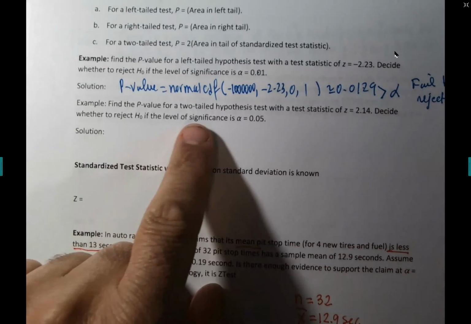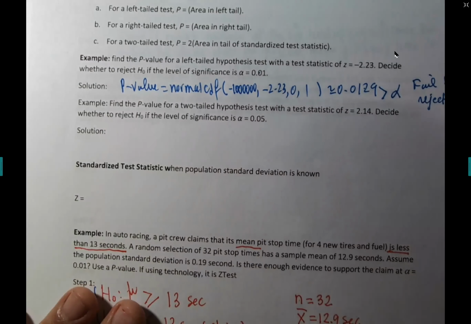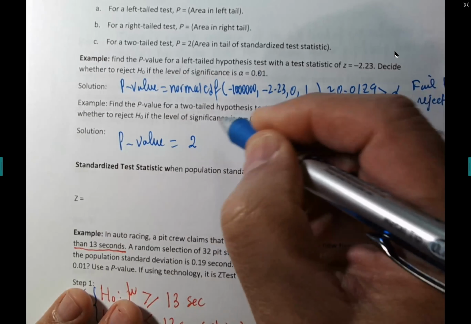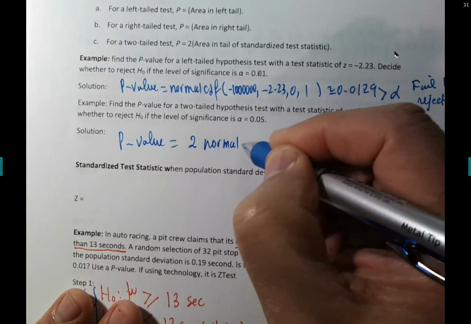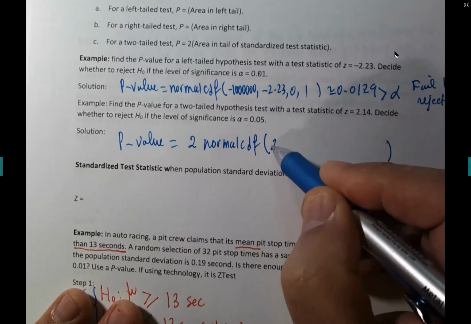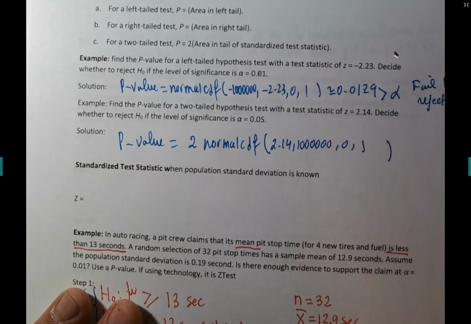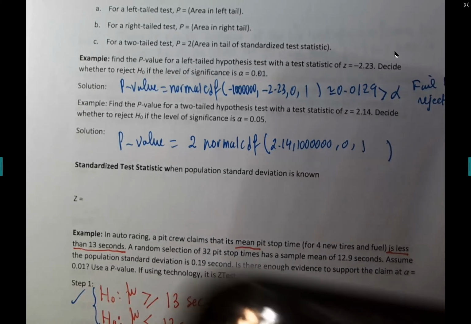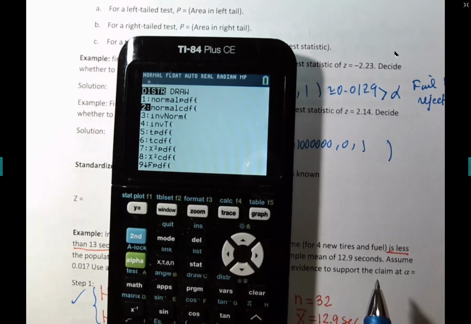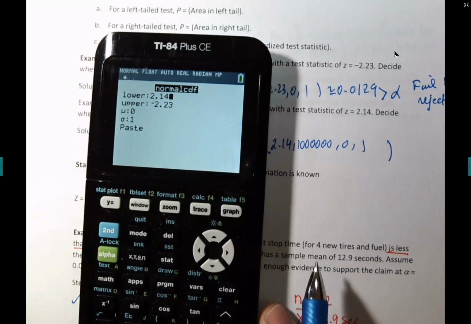Find the p-value for a two-tail hypothesis test with a test statistic of z equal 2.14. Okay. The p-value, guys, is going to be twice the area because it's left and right. Can someone help me? Normal CDF. 2.14, 1,000,000, and then 0.1, exactly. Okay, let's find it. So I'm gonna do distribute. And you understand why we multiply by 2, because we have two tails here, just for a two tail test.